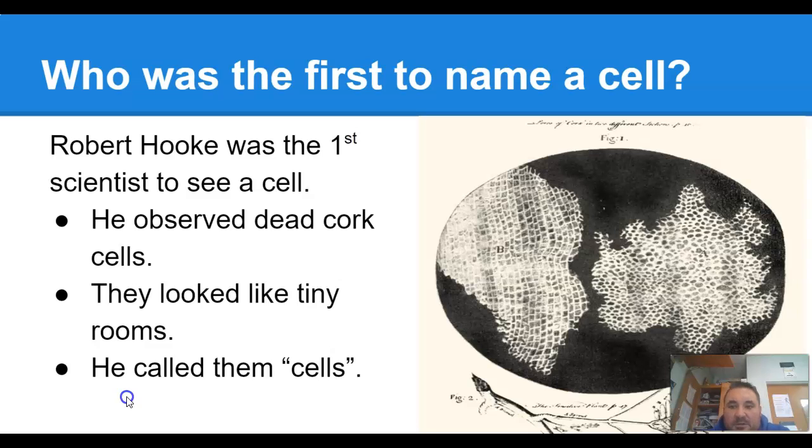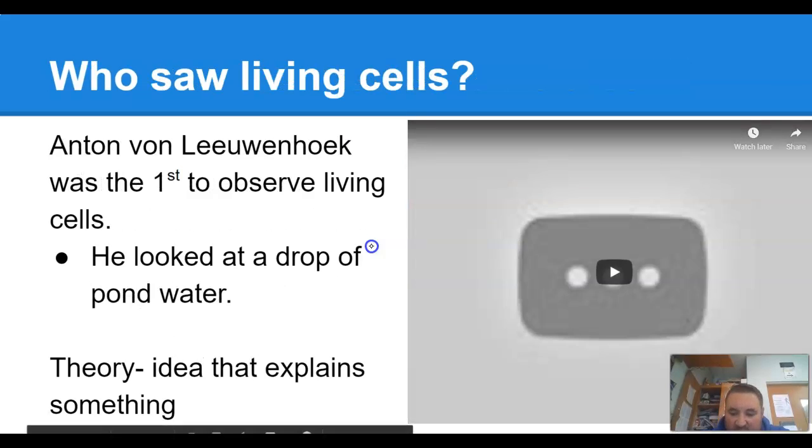The first person to come up with the name cell was a gentleman by the name of Robert Hooke. He dabbled in all kinds of things, but he was actually looking at cork cells, as you see over here, and cork cells are dead. They're in the bark of trees, and these cork cells are actually a layer of the bark, so they're dead.